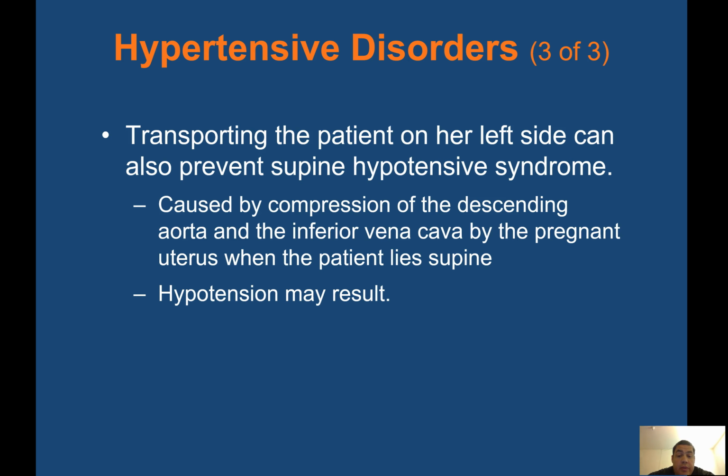Transporting the patient on her left side can also prevent supine hypotensive syndrome, caused by compression of the descending aorta and the inferior vena cava by the pregnant uterus when the patient lies supine. Hypotension may result. So this is what I was talking about a few minutes ago. So try and not lay a pregnant patient, especially in her third trimester, on her back. Put her on her left side. This also takes pressure off the aorta and the inferior vena cava.